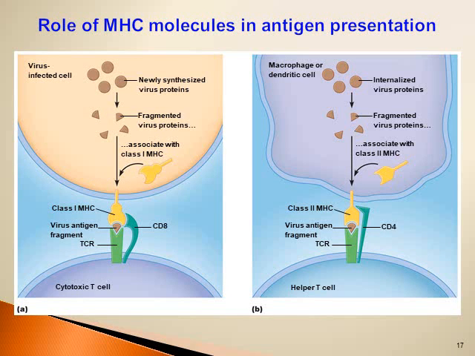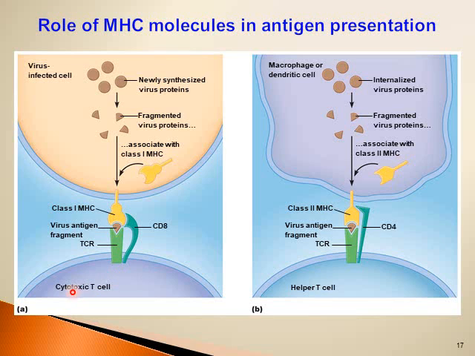Now, the role of MHC molecules in antigen presentation, as I explained earlier. For example, here we have a virus infected cell, any cell in the body. We said that class 1 MHC is expressed or is present in all nucleated cells of the body. And let's say we have one cell in the body that was infected with the virus. The newly produced virus protein will be fragmented and then associated with class 1 MHC and presented on the surface of the virus infected cell.